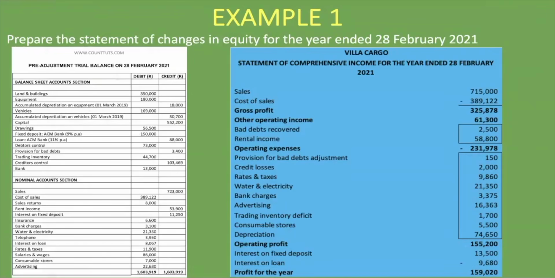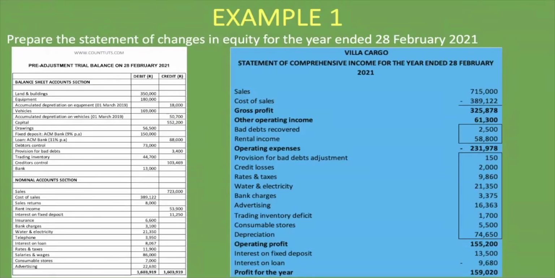Remember, the statement of changes in equity, one of the items there is profit. So the statement of comprehensive income or the statement of profit or loss comes before the statement of changes in equity, because you will need the profit or loss from the statement of comprehensive income or the income statement in order for you to complete the statement of changes in equity.